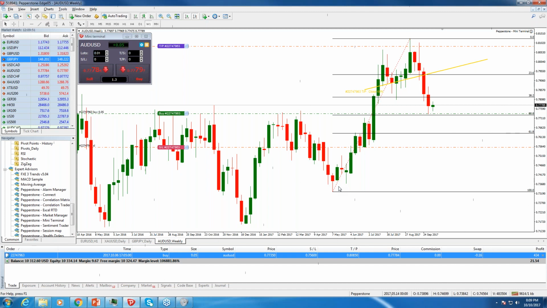You really can't go wrong with your lot sizes and your stop losses when you use that tool. So I really encourage people to use it because it's very, very handy. And it's much better than going to a website randomly somewhere and trying to do currency conversions. I've noticed a lot of people do that and they just never get it right. This mini terminal works perfectly every time.